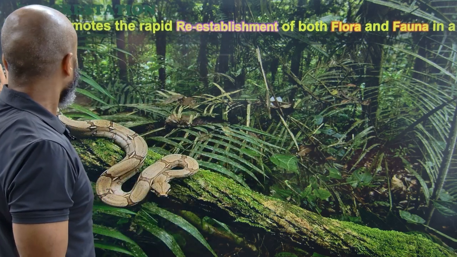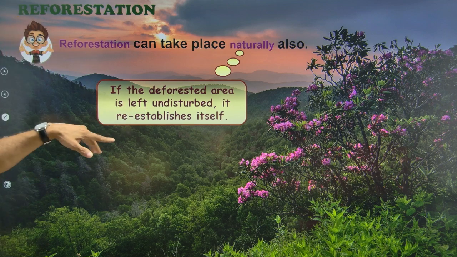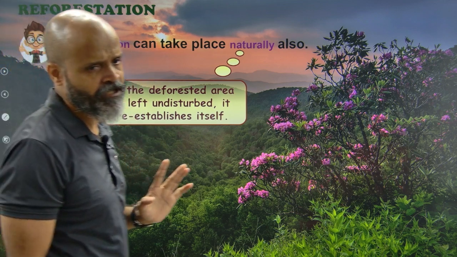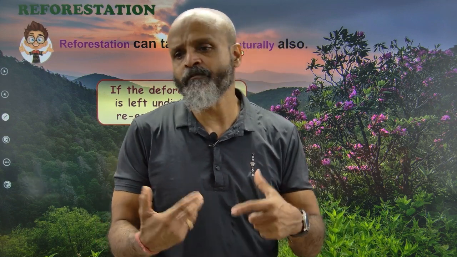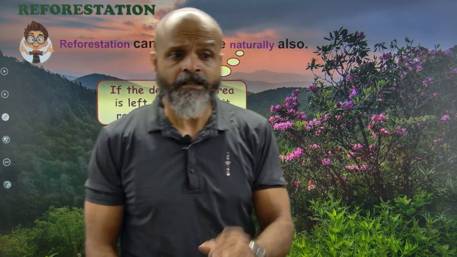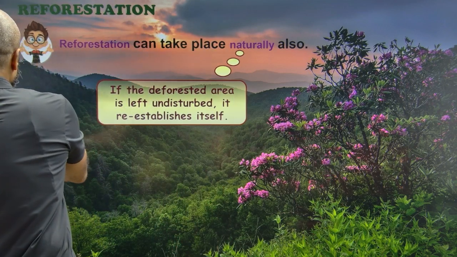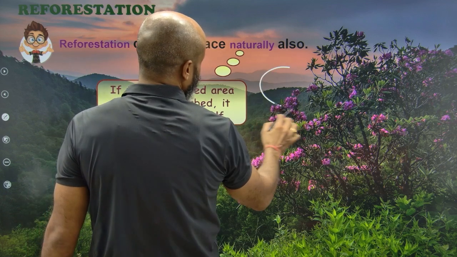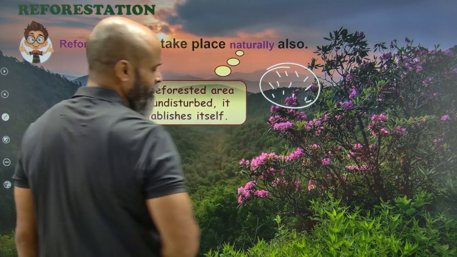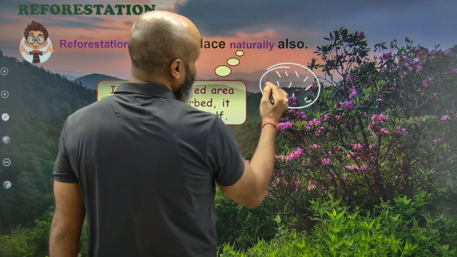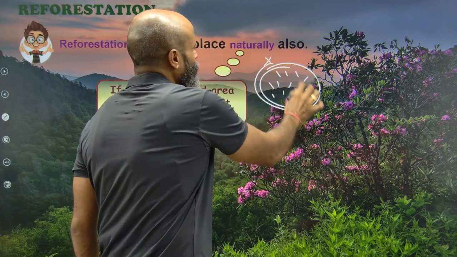Reforestation can take place naturally also. If the deforested area is left undisturbed, it will re-establish itself. Sometimes you have to plant trees in order to attempt reforestation or afforestation. Sometimes you don't even have to do that. Let's say there is an area where maximum deforestation has happened, we have cut down trees. One way is to plant the trees again. If you don't want to do that, leave this place, don't do anything in this place.